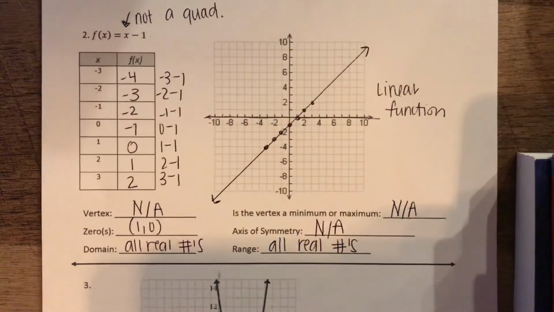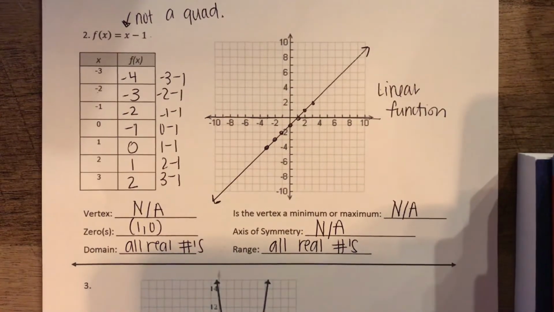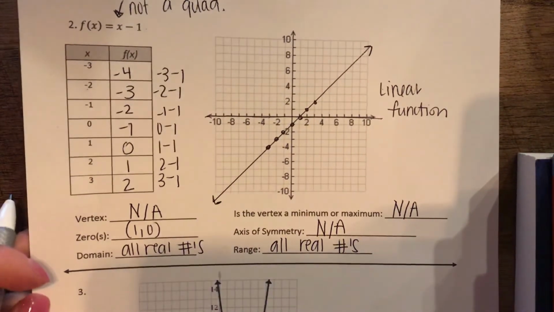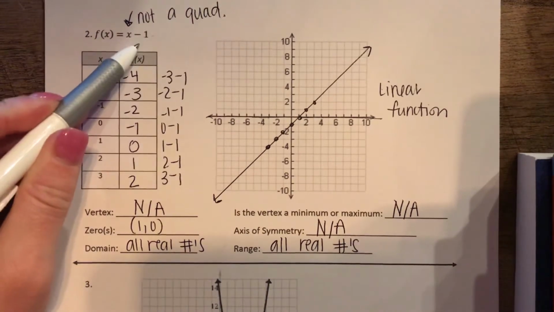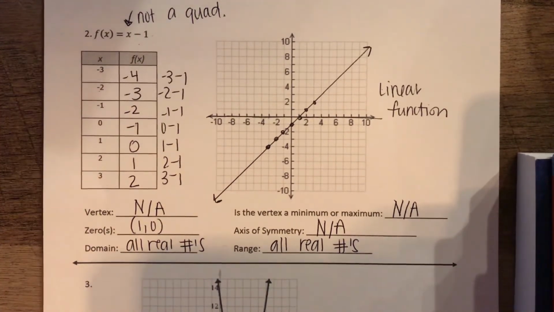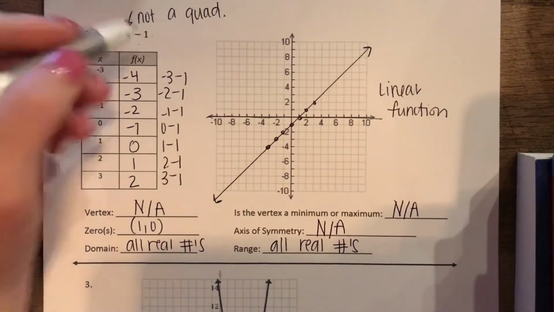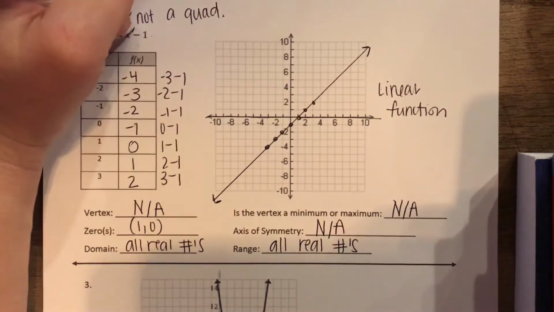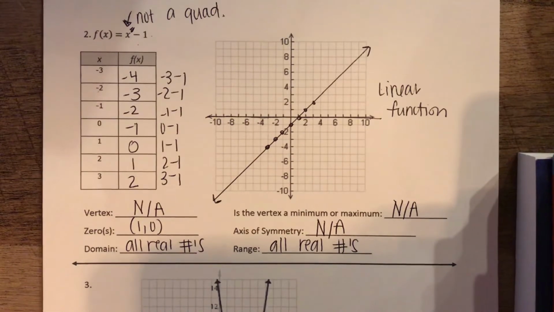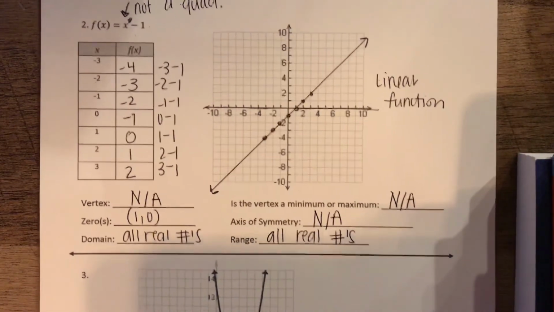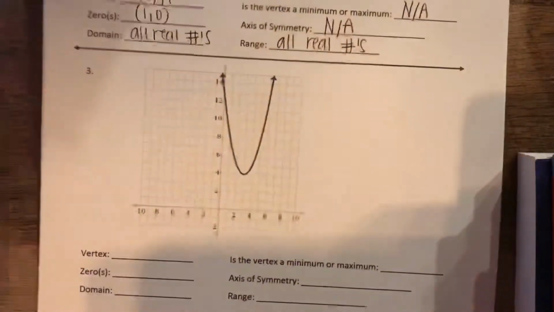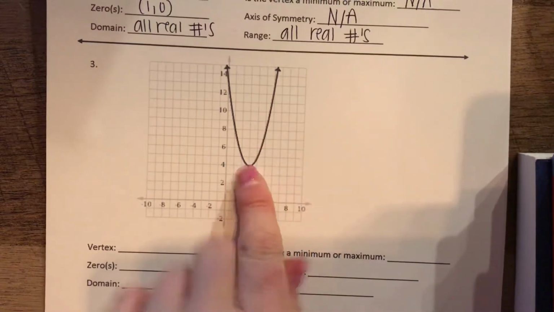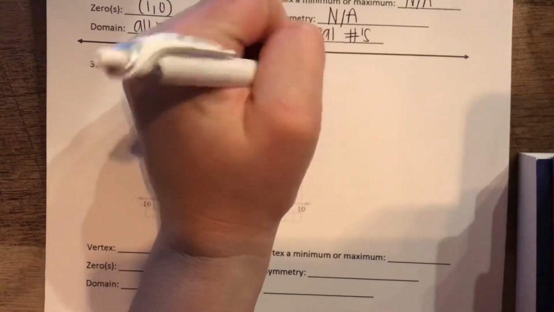Again, we don't want to go in robot mode. We want to make sure we're looking at the problem for what it is. X minus 1, if it was quadratic, it would have a squared exponent up here, but it does not, so I cannot just assume that it is going to be quadratic. All right, moving on to a function that visually we can confirm is quadratic.